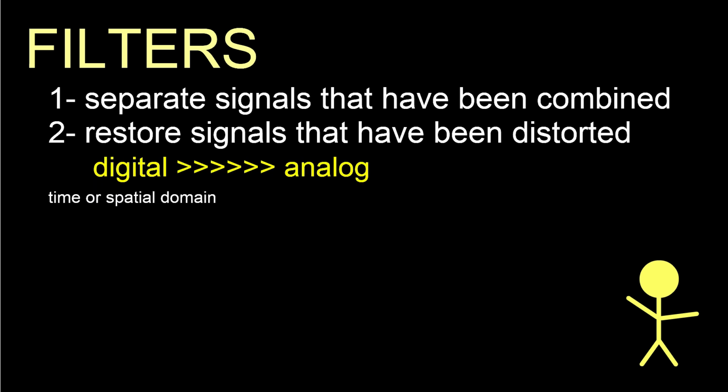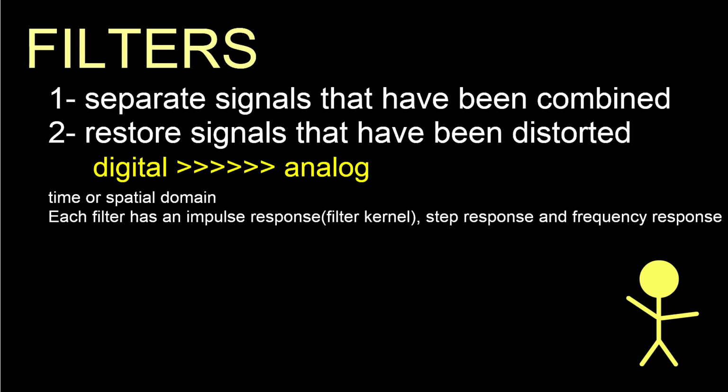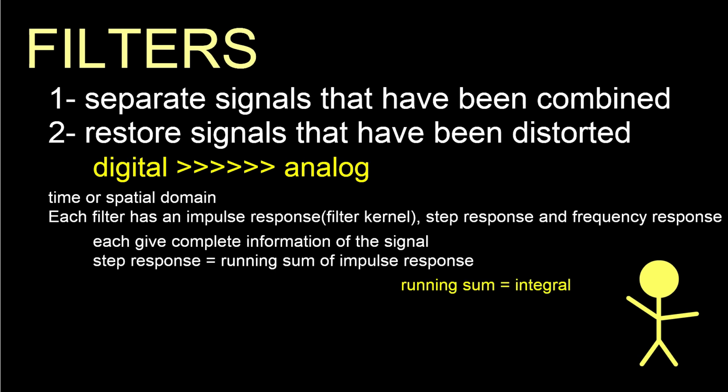Filters are usually made in either the time domain or spatial domain. Each filter has an impulse response, which in a filter is called the filter kernel, step response, and frequency response. All of these responses give complete information of the signal, but just in different ways. If we know one response, we can calculate the others. The step response is found by doing the running sum of the impulse response. And refresher, the frequency response is found by doing the Fourier analysis of the impulse response.